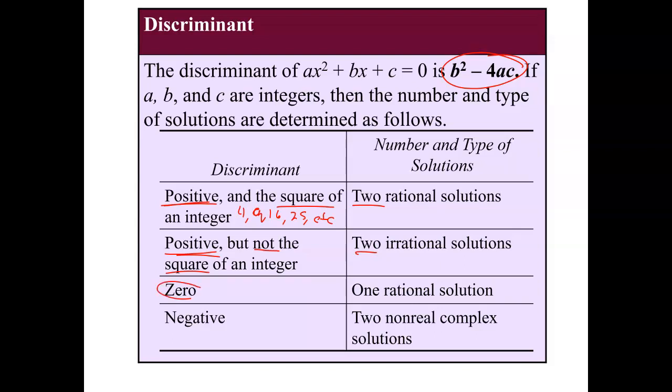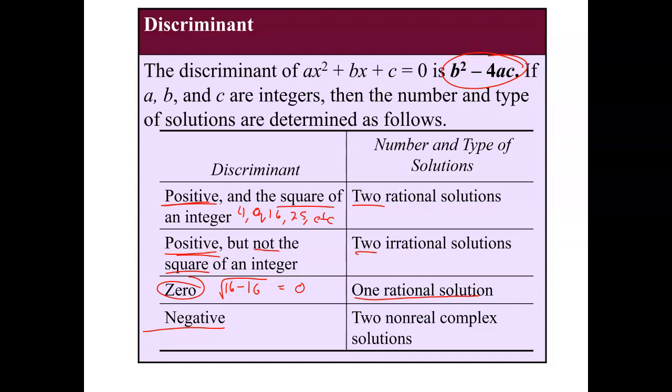If my discriminant equals 0, so I have my square root and I end up doing 16 minus 16 and it equals 0, then I have 1 rational solution. Positive perfect square, 2 rational. Positive non-squares, 2 irrational. 0 is 1 rational solution. And the negative is going to give me complex solutions because negative is going to be the i when I square root it. Okay? So being able to use the discriminant to determine which of these types of answers it will be.